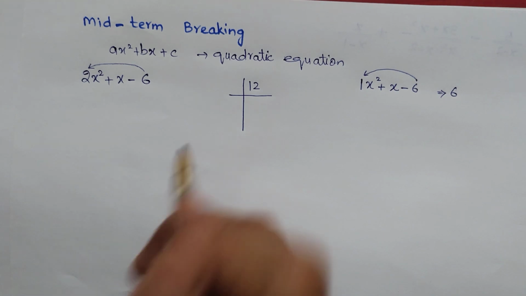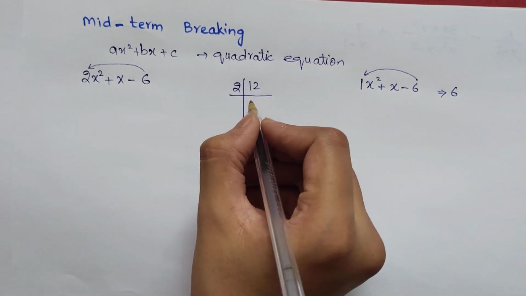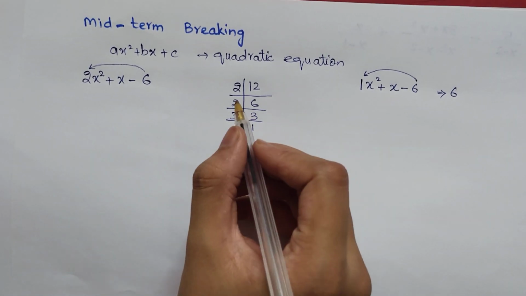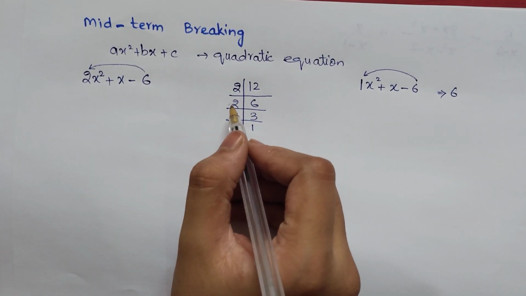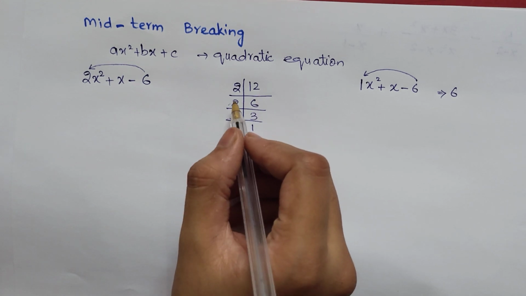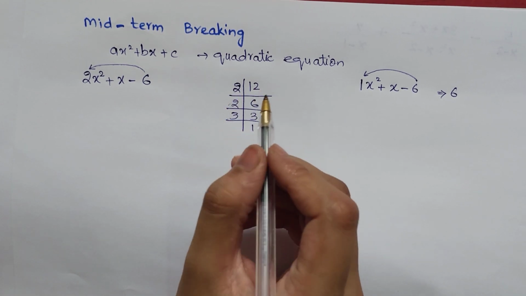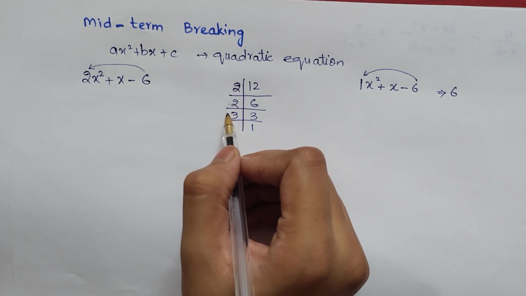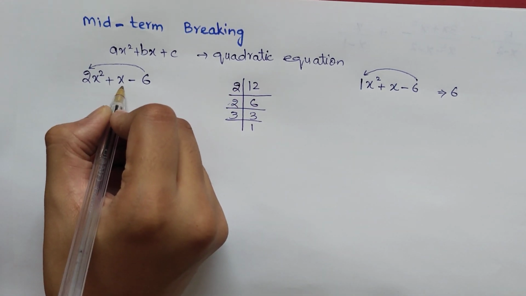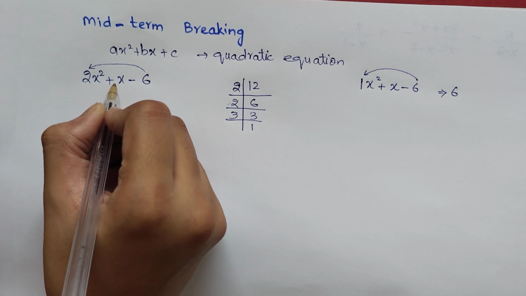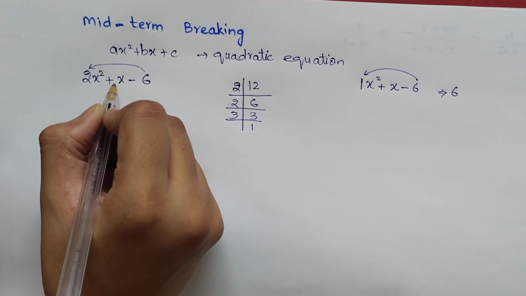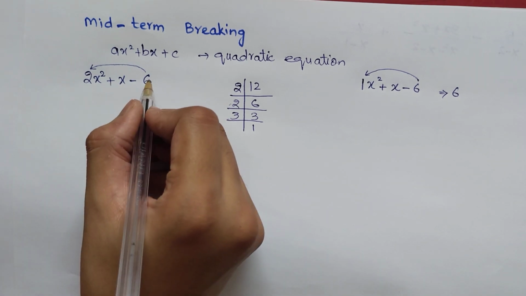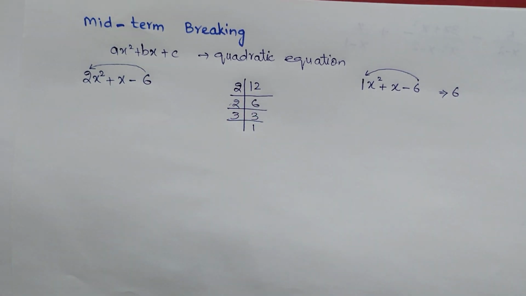Now make the factors starting with the smaller. 2 6s are 12, 2 3s are 6, 3 1s are 3. So the factors become 2 2s are 4 and 3. Now you have to make a pair of these factors. Make two pairs of these factors in such a way that we will get plus 1, because there is no coefficient. It means with the x the coefficient is 1, so you will get plus 1 after plus minus, and after multiplication you will get 12, this number again.